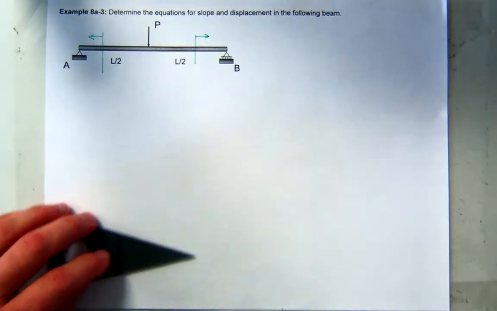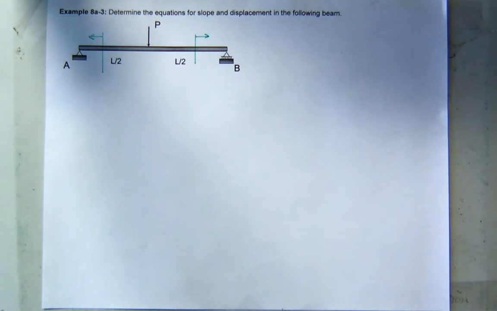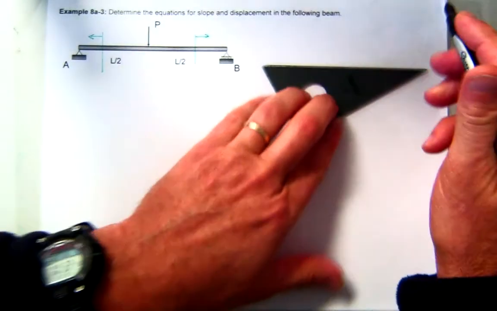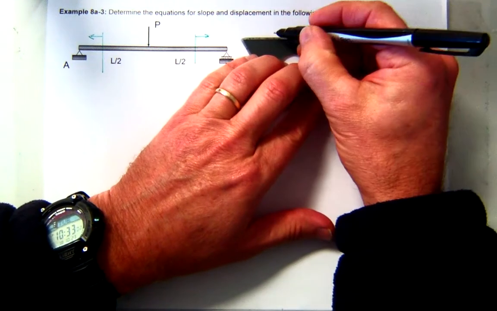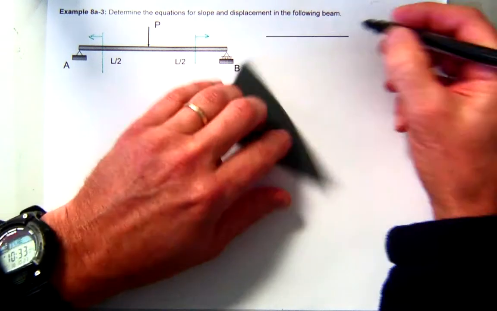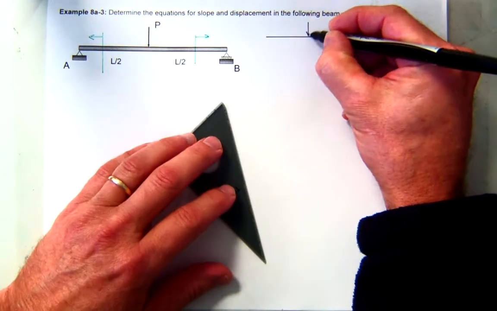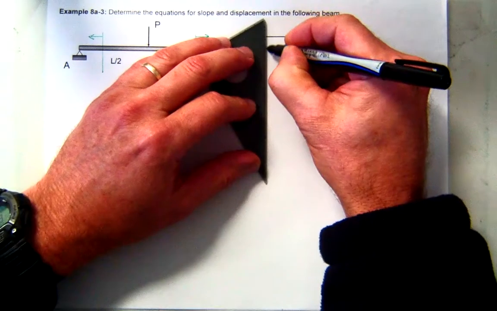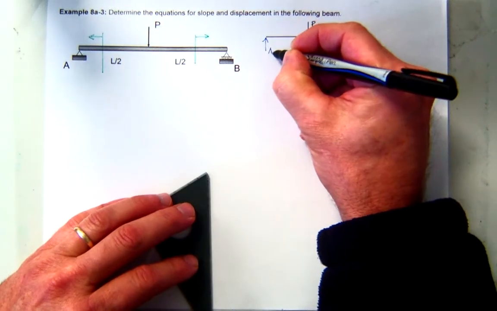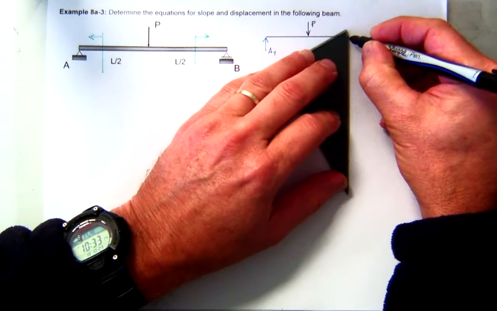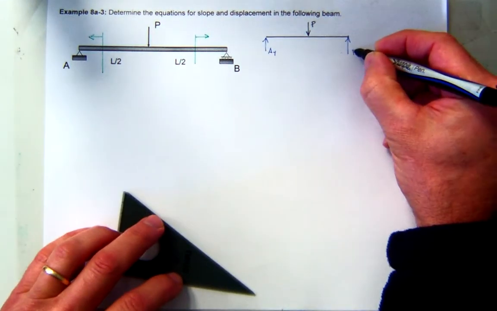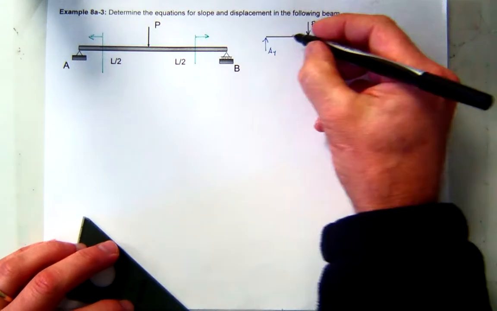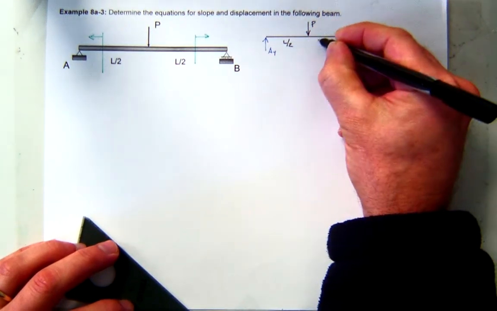In both those cases, I'm going to need my reactions. I don't think this is going to be hard to do, but I'll draw it anyway. So there's my free body diagram with the point load P in the middle and my reaction on the left, I'll call it AY, and on the right, BY. And as shown here, those will be lengths of L over 2.